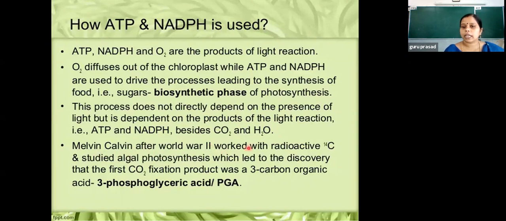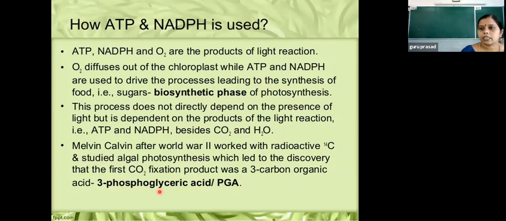A scientist called Melvin Calvin, after the Second World War, working with radioactive carbon during algal photosynthesis, discovered that the first carbon product, formed after absorbing atmospheric carbon dioxide, is a 3-carbon compound, that is nothing but 3-phosphoglyceric acid.